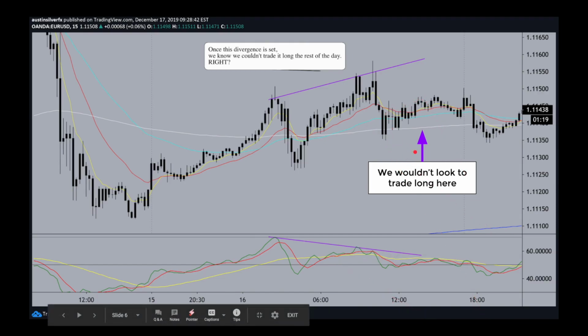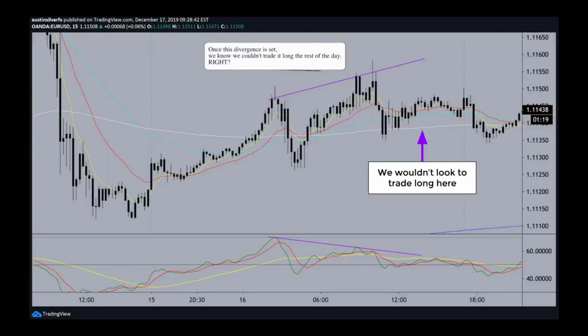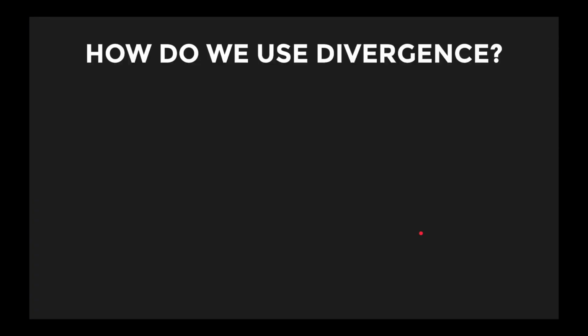So just to go back to the previous slide, understand that divergence can be used in a situation like this to tell you, hey, if I'm looking to go long here and it creates divergence and I am long and I'm in profit, that's a time to potentially take that trade because as you can see, it'll fall away from you. And it can also be used to tell you, hey, if you're looking to go long here, because divergence is present earlier in the day, we want to pull off and find a better trade. So let's talk about how we use divergence.